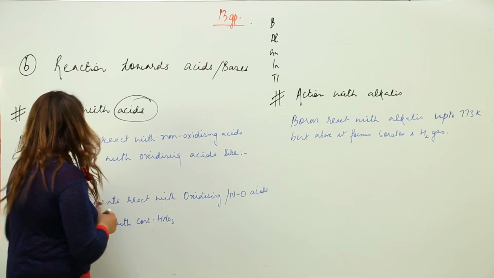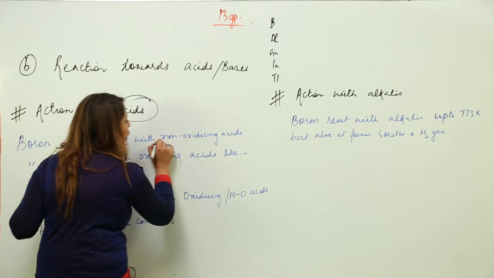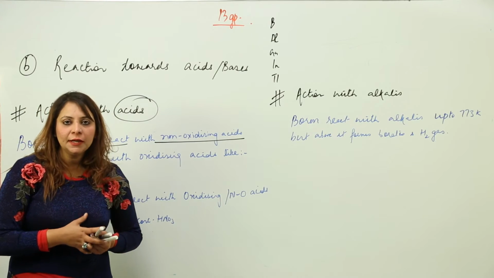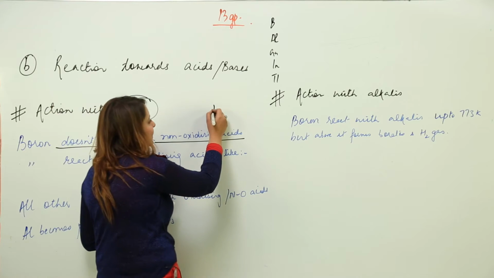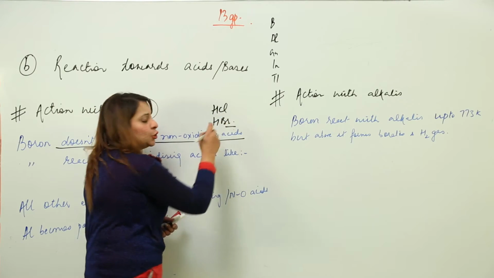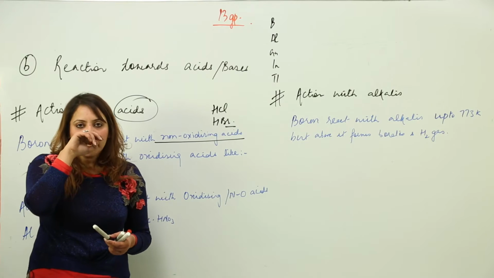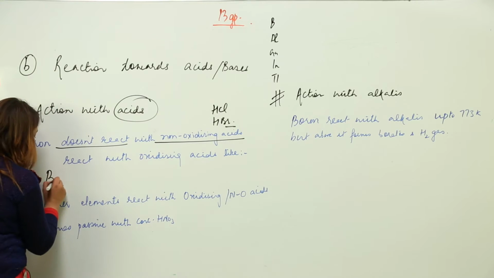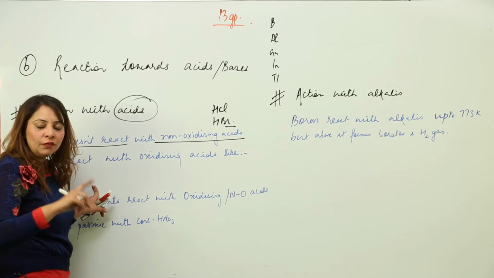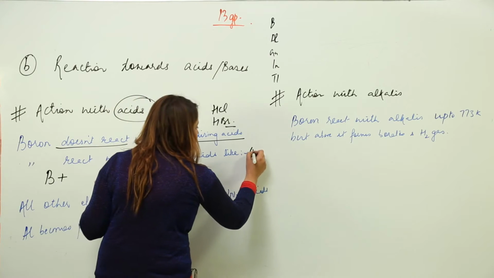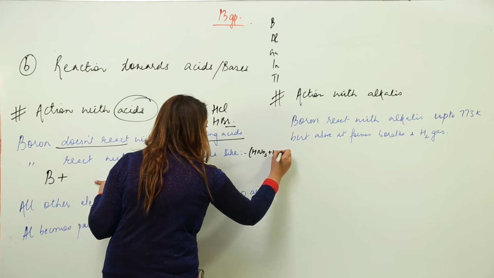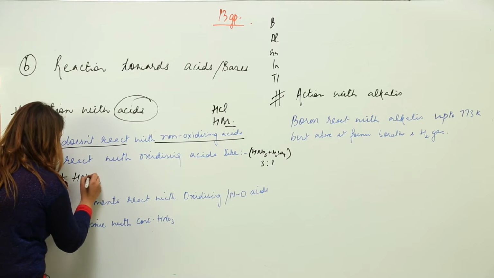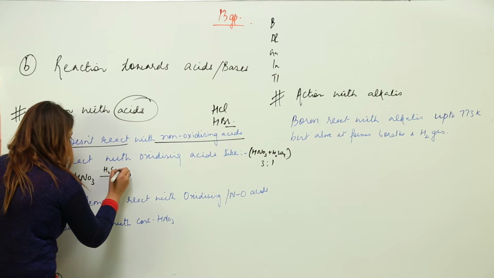What we have seen is that boron doesn't react with non-oxidizing acids. That means the acids which are lacking oxygen in them, like HCl, HBr, are non-oxidizing. So it doesn't show a reaction with the non-oxidizing acid. But with an oxidizing acid it shows a reaction. We'll have a mixture of oxidizing acid, HNO3 with H2SO4 present in ratio 3:1, and we'll heat it.